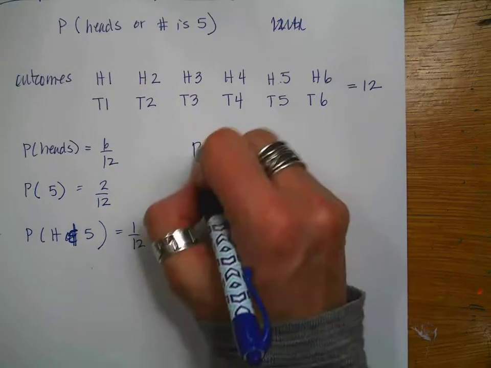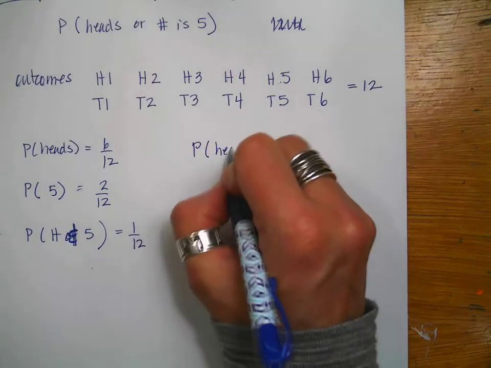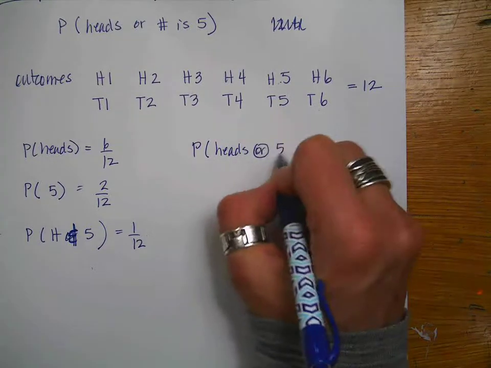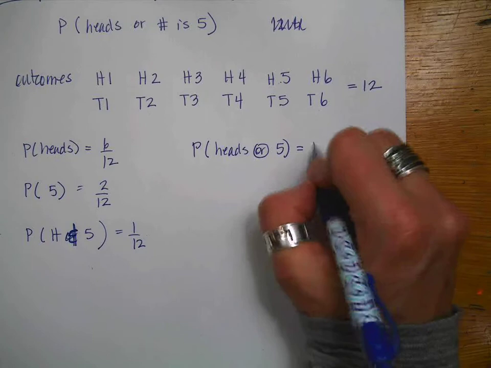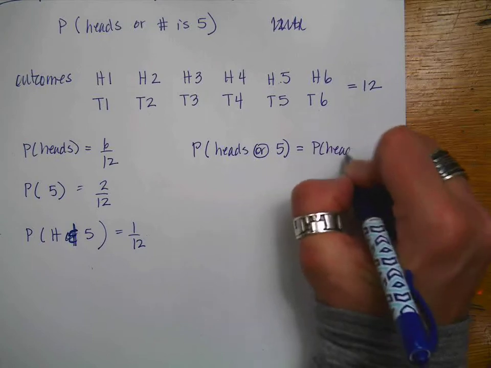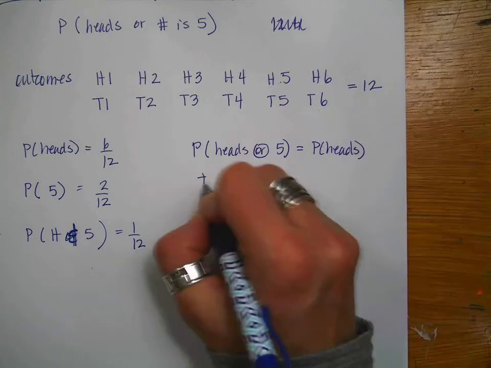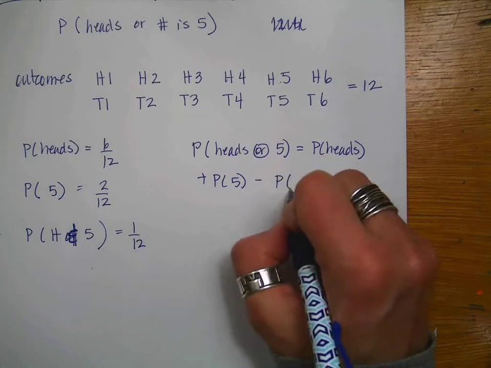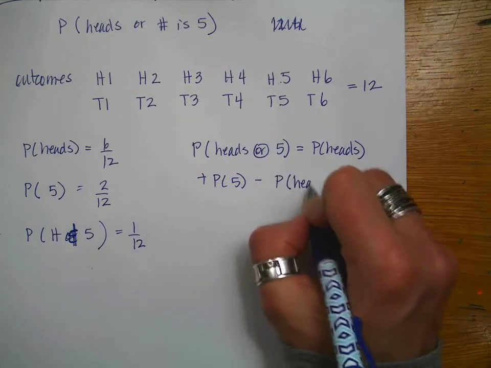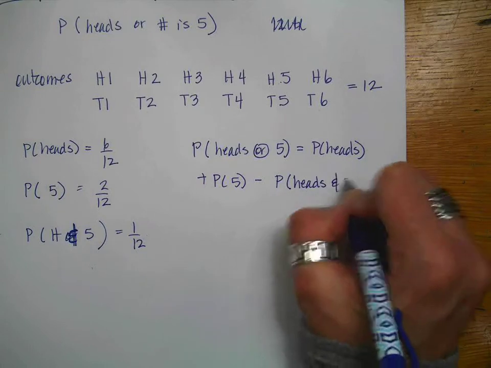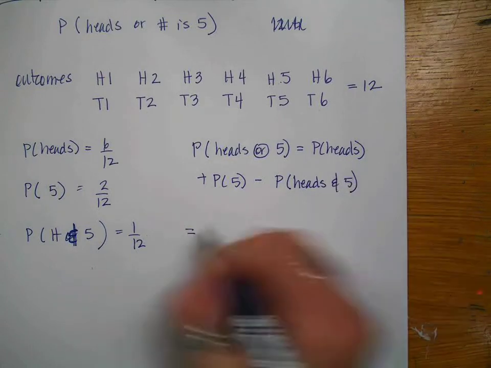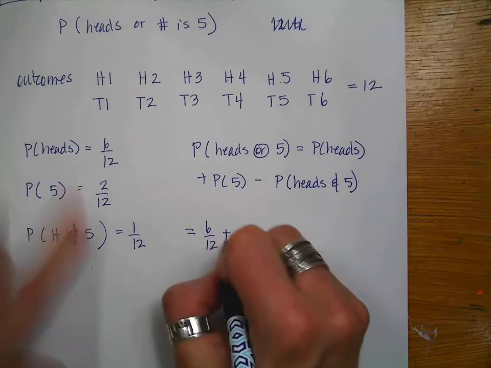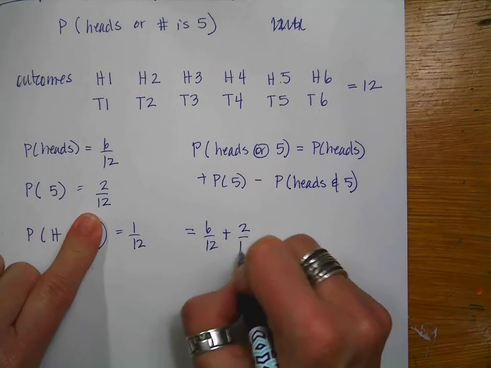So he's going to be 1 out of 12. So then my probability of heads or, I'm going to circle it, a 5 is going to be the probability of heads plus the probability of getting a 5 minus the probability of heads and 5. Okay? So this is going to be, the probability of heads was 6 out of 12.